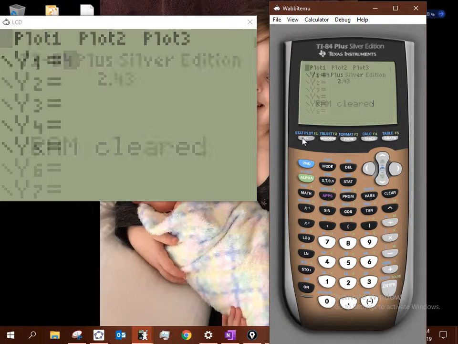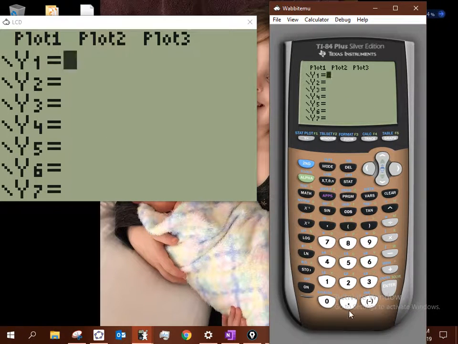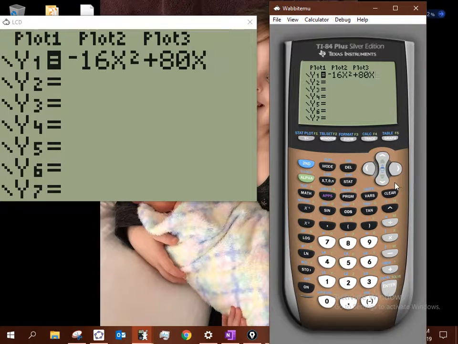Okay, so I'm just going to go y equals. Let's just deal with that first part where it said when does it equal, I think it was 96 feet or something like that? I should type in negative 16 x squared plus 80x into that, and then I'm going to put 96 into y2.